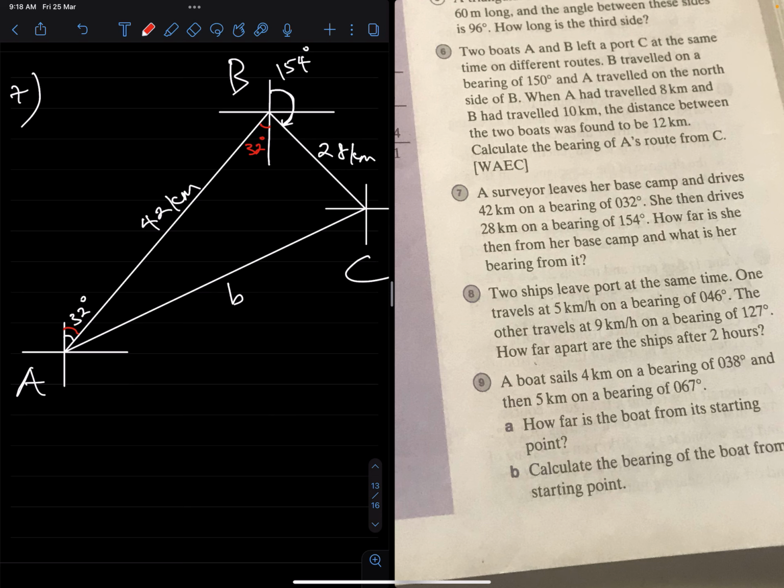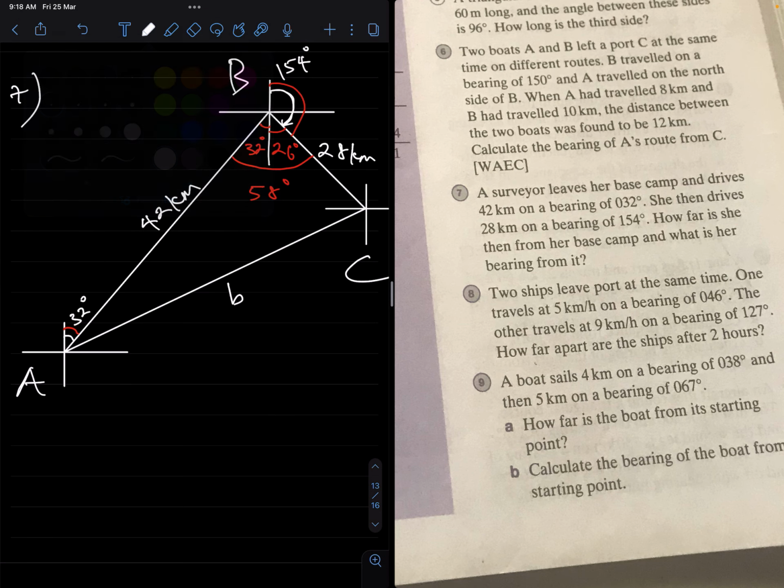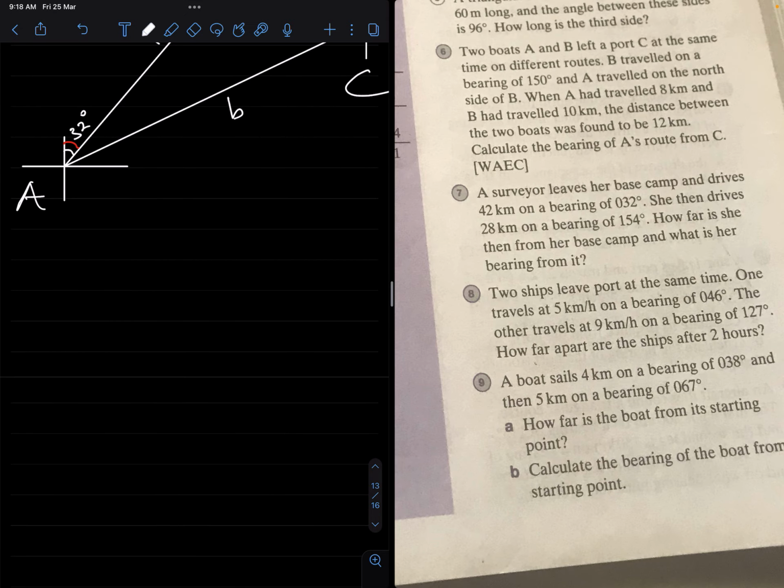Alternate angles. If this is 154 degrees, that means the remaining here will be 26 degrees, because the whole of this is 180 degrees. So that means the whole of this angle is 58 degrees. Now, how do we find b? That's very, very simple. We can use cosine rule.